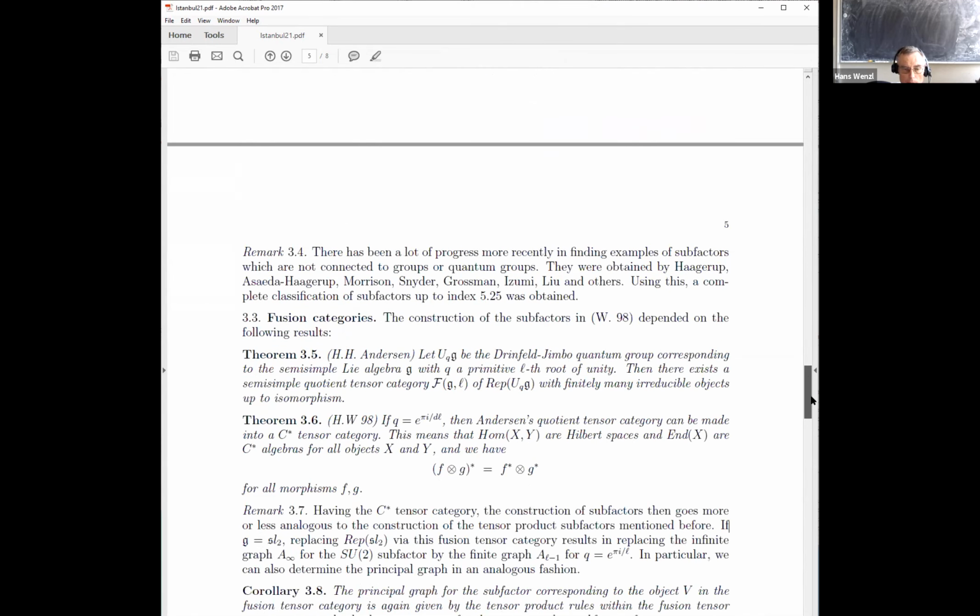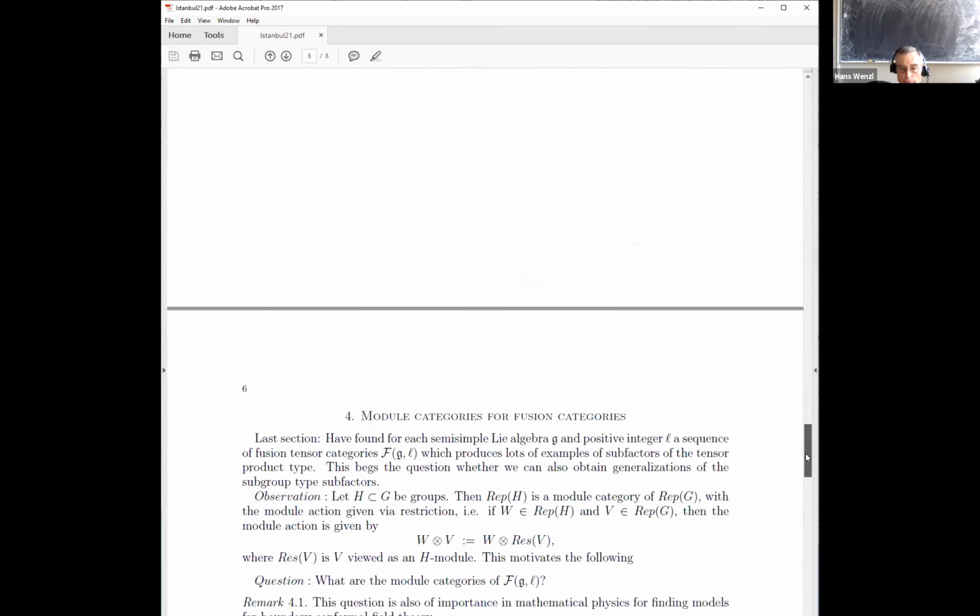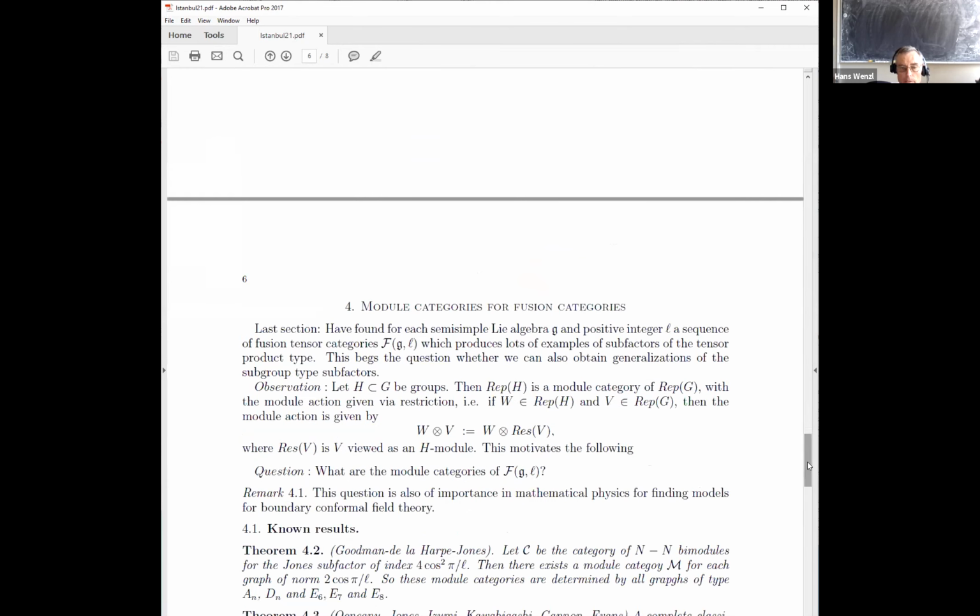Okay, so this was back in 98. And in some sense, at this point, I thought, okay, at least for this type of subfactors, we are done. There isn't really much to do. Of course, what I didn't think of at that time is, what about trying to get analogs of the subgroup type subfactors?